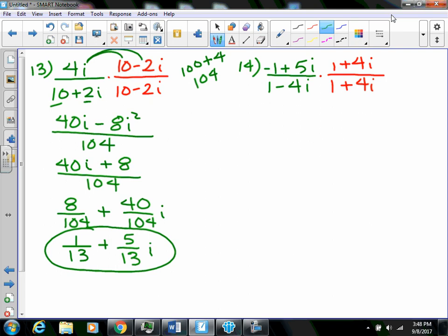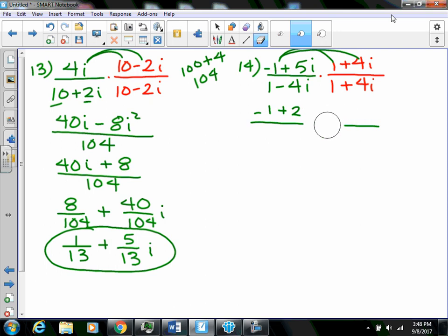So in the numerator, you're going to use FOIL. Negative 1 times 1 is negative 1. Negative 1 times 4i is plus 20i. I apologize. That's a minus 20i. I told y'all I need to go home.